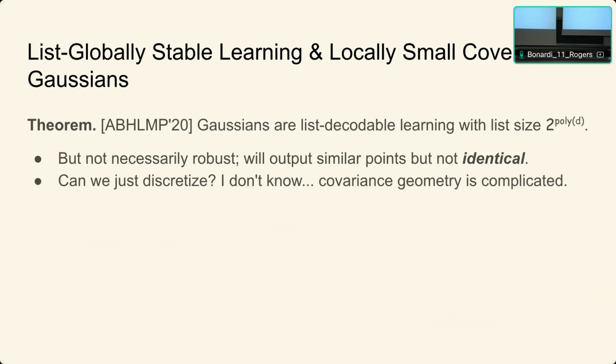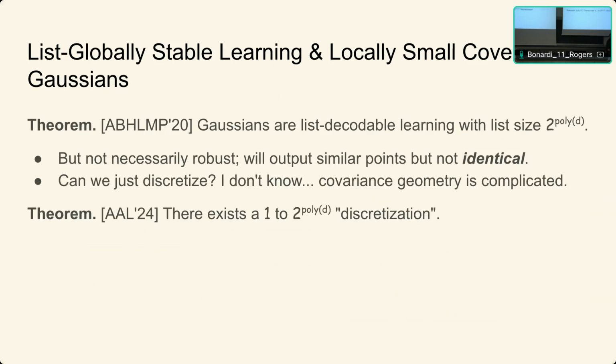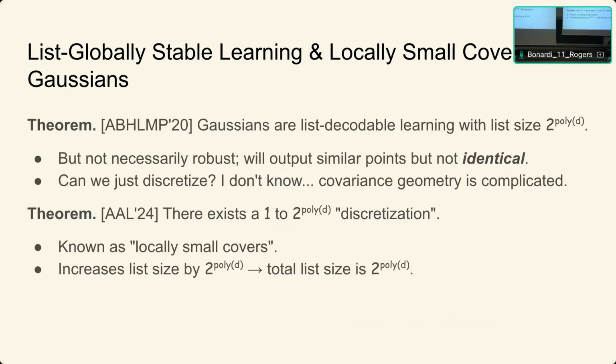And so you can ask whether or not you can discretize this. To be honest, I don't know, because the geometry of the covariance matrix is kind of complicated. But it turns out what you can do is a 1 to 2 to the poly D discretization. So instead of mapping one point to a discretized point, you map every point to 2 to the poly D discretized points. If you're familiar, this is known as locally small covers, and this is fine because if you increase the size by 2 to the poly D, the total list size is still 2 to the poly D. And so this construction for Gaussians allows you to prove sample complexity bounds for privately learning mixtures of Gaussians.